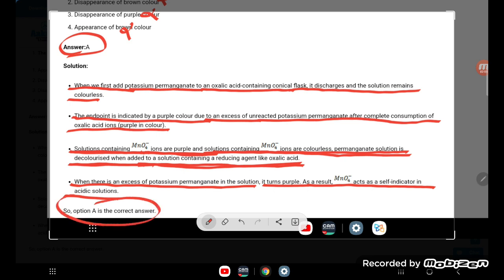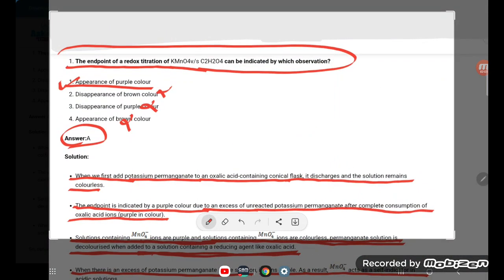So the correct option is option number A, student. That is, the end point is the appearance of purple color.